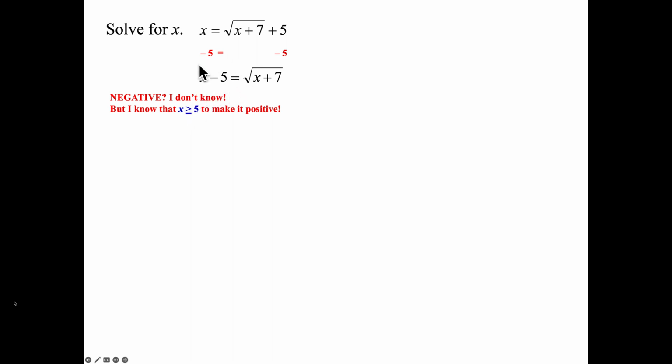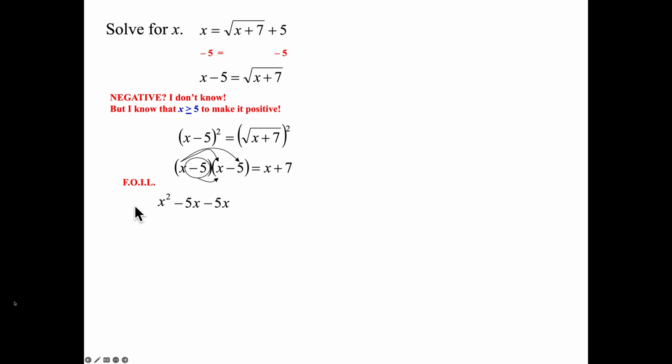So we're going to assume it's positive and go ahead and square both sides. So that cancels out my square root, x plus 7, but over here we're going to have to write this out twice and FOIL it. X times x is x squared. X times minus 5 is minus 5x. Minus 5 times x is minus 5x. Minus 5 times minus 5 is plus 25. Combine everything together. We get x squared minus 10x plus 25 is equal to x plus 7.